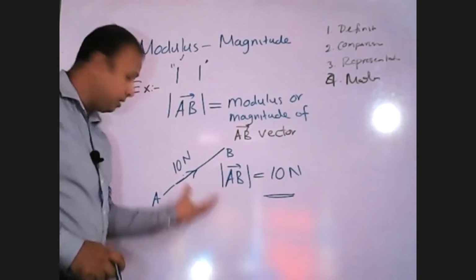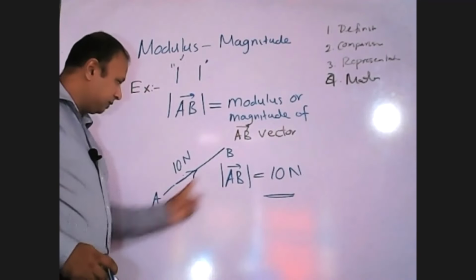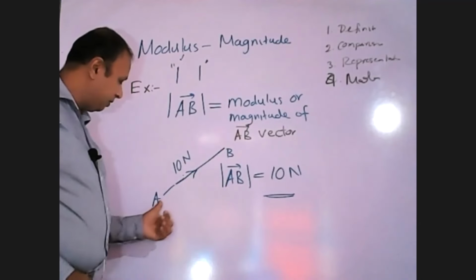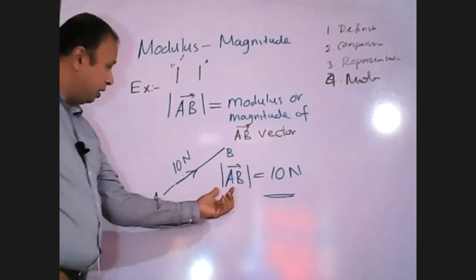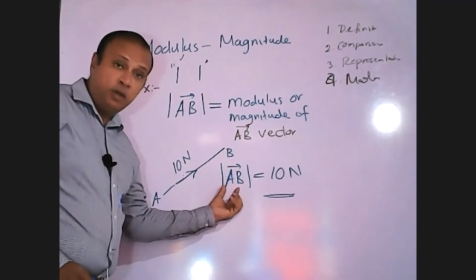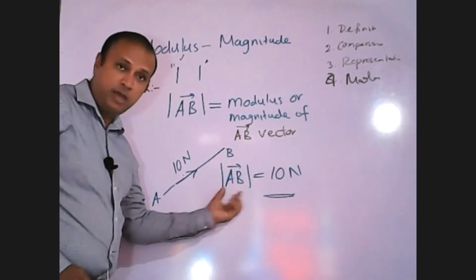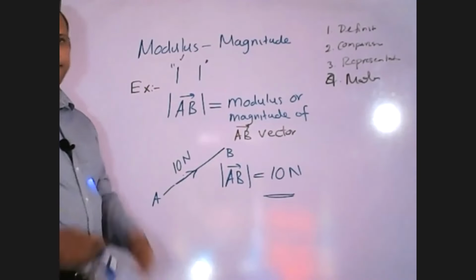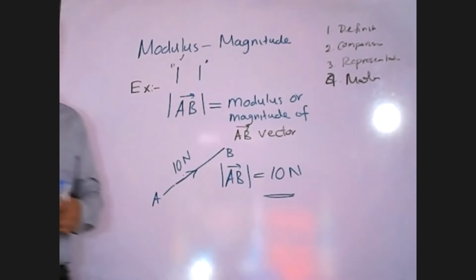As an example, suppose you have a 10 Newton force from A to B. If you take the modulus of the AB vector, that is equal to 10 Newton.